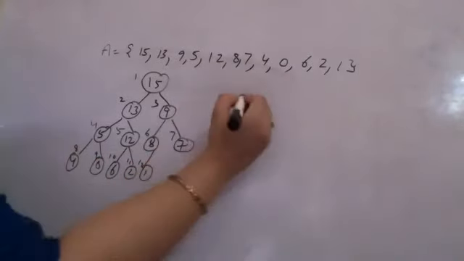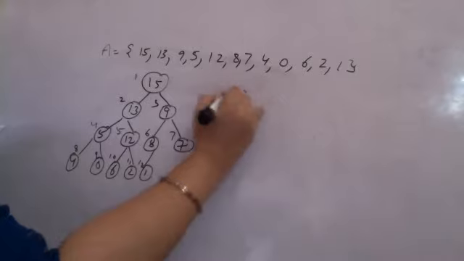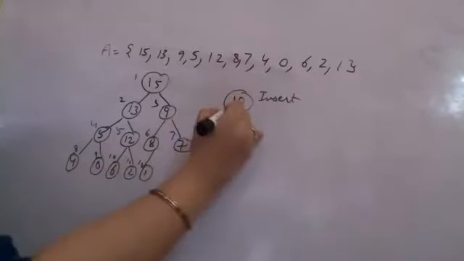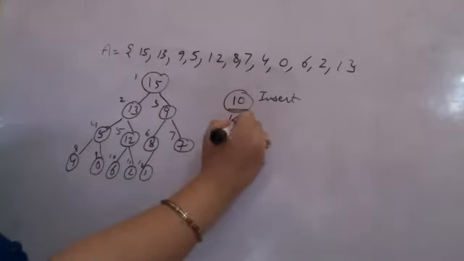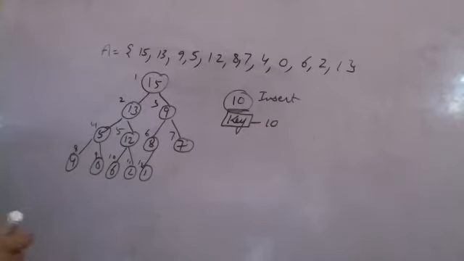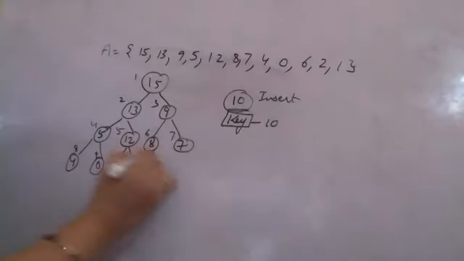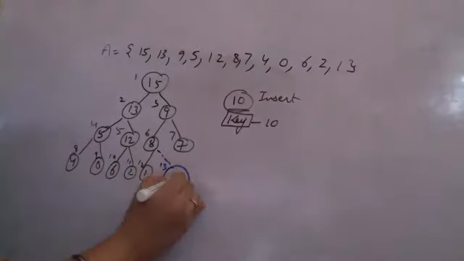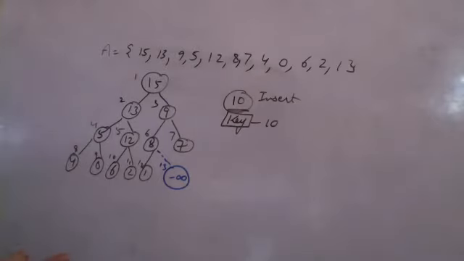Now supposedly I want to insert 10 in this heap. How do I insert? Or any element, I'm just taking 10. So the key that is to be inserted is 10. For inserting an element, I increase the heap size to the 13th element, and in the 13th element I store a minus infinity. After storing the minus infinity, I call a function called heap increase key.